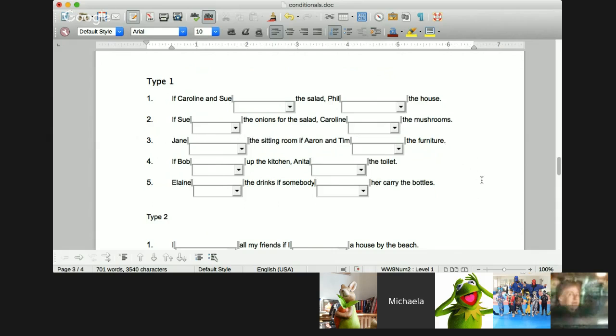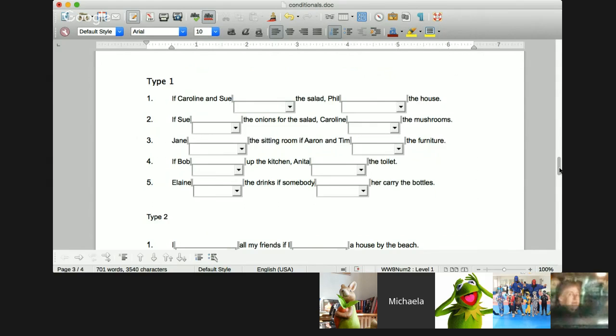And number 5, back to Ken. Okay, Elaine will buy the drinks. Makes sense. Could be. If somebody offers her carry the bottles. Okay. Possibly. Usually offer isn't one that would take an object right like that, like her, but that's possible. Okay.